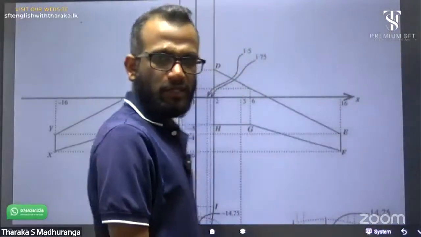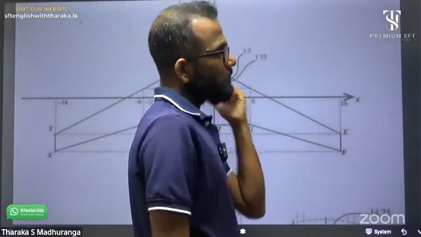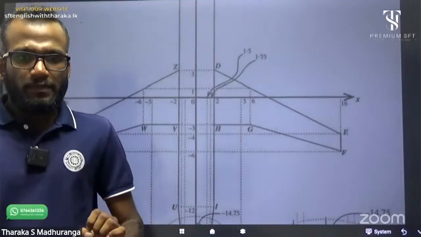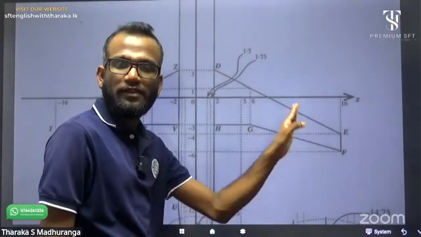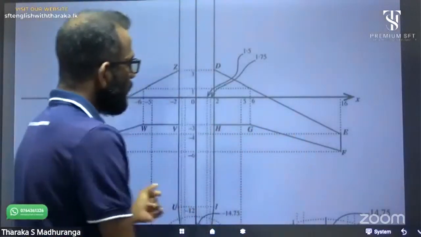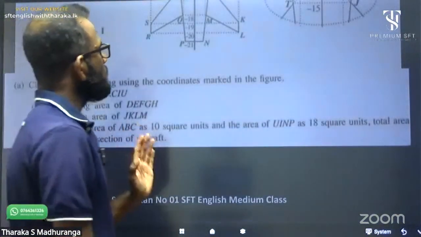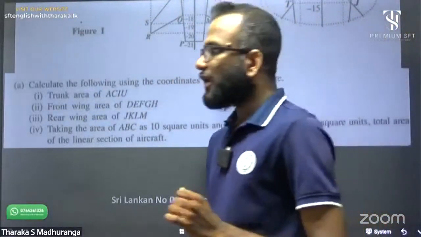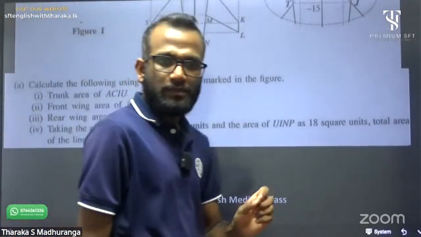Right? Understood? Fatima? Understood? They are not lengths, they are coordinates. That's the first point you need to understand, right? Okay, let's move to question number 1. Calculate the following using coordinates marked on the figure. Trunk area of ACIU.